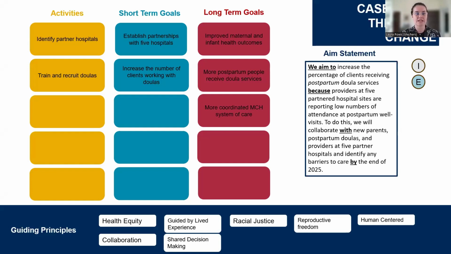So some of these activities might be identifying partner hospitals, training and recruiting doulas. Short-term goals with that might be the establishment of partnerships with 5 hospitals. For the doulas, it could be an increase in the number of clients working with doulas. And then longer-term outcomes, we're seeing those improve maternal and infant health outcomes, having more postpartum people receiving doula services, and then there being more MCH system coordination.